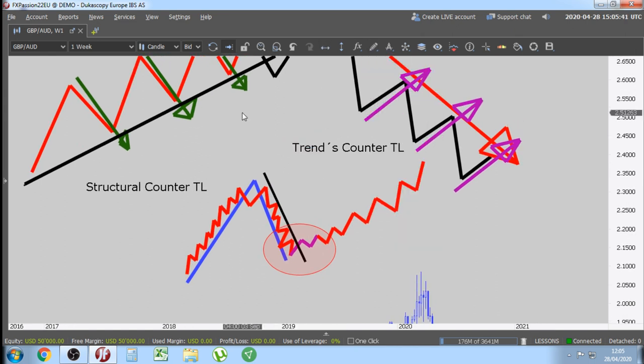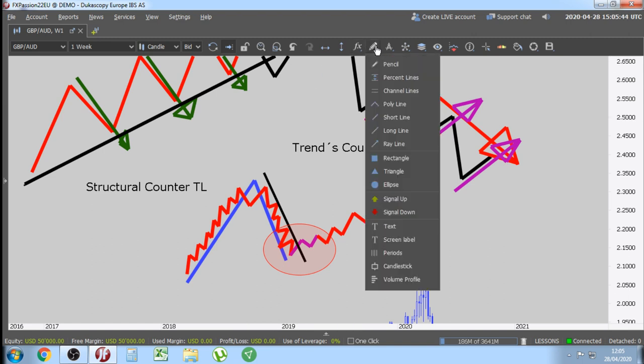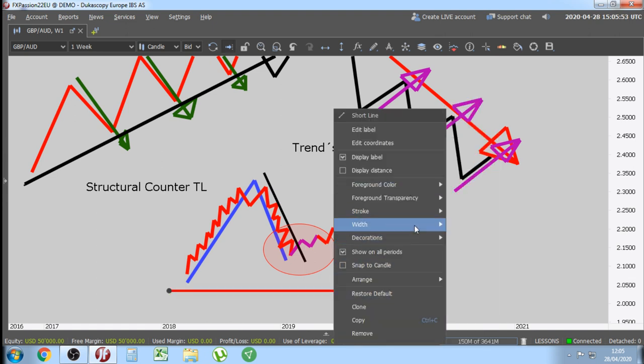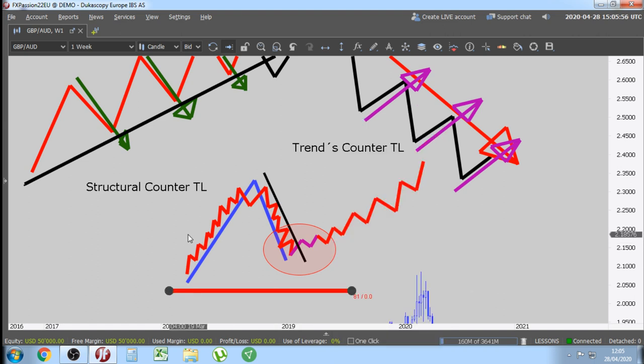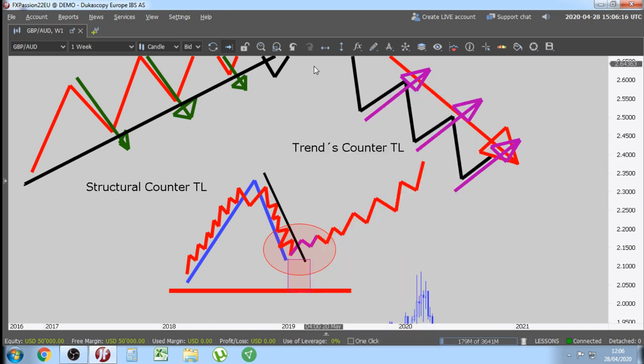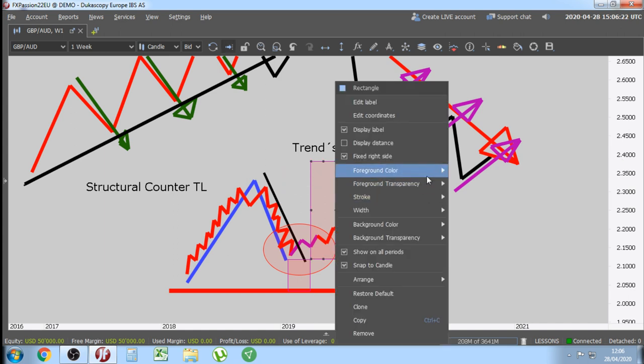And again, this lesson is an upgrade. Why is this the best entry? Because of the stop loss. At the beginner level, everybody, your stop loss should go below or above structure. And again, you can accept what we are teaching you, you can reject, no problem. So this is why the structural counter trend line break is the best place to enter. And it's related to risk and reward, right? So this is the logic.